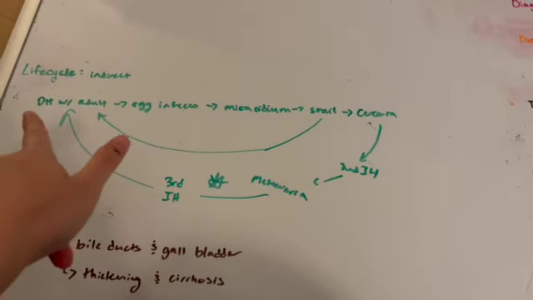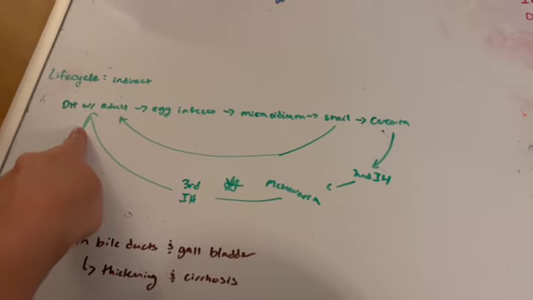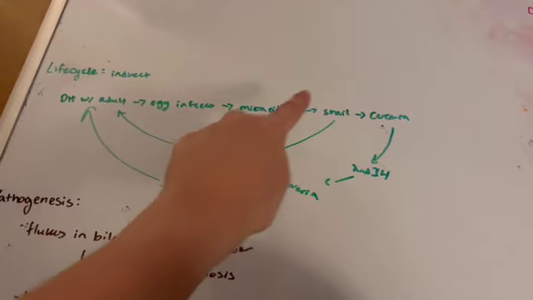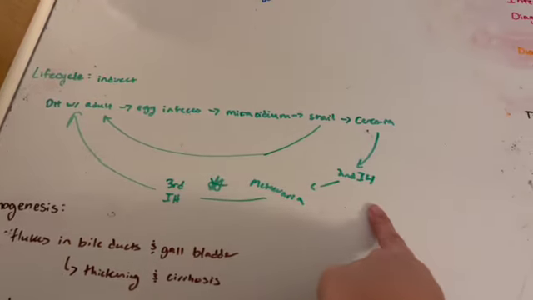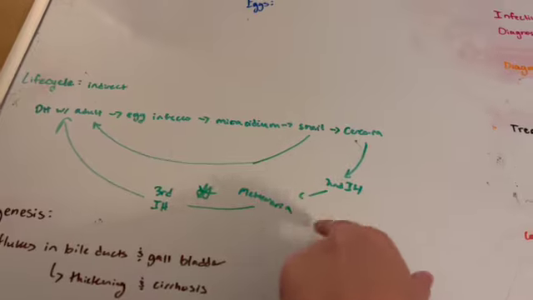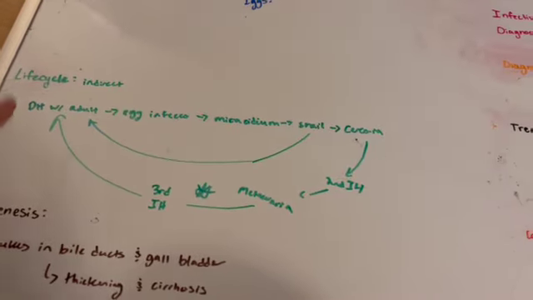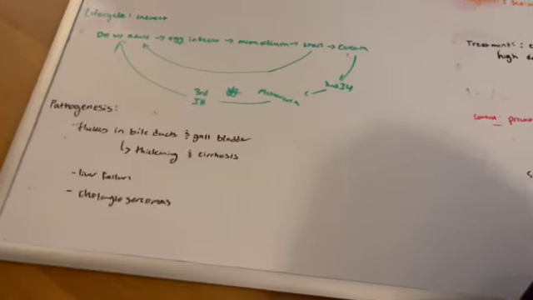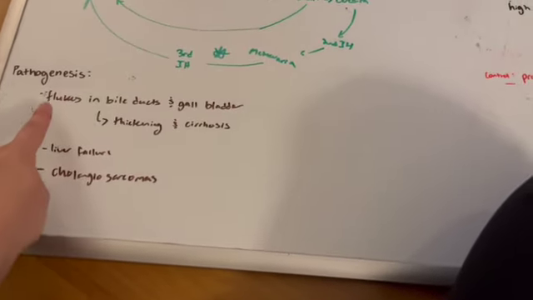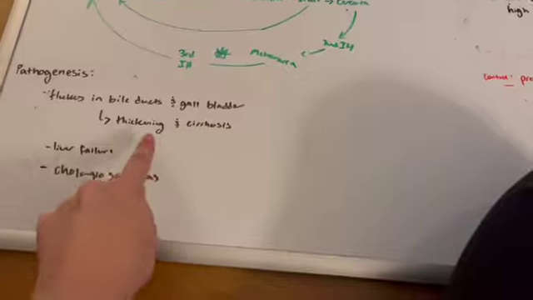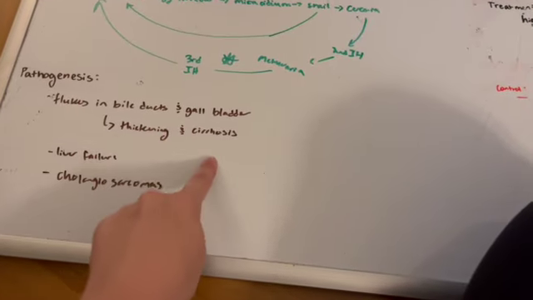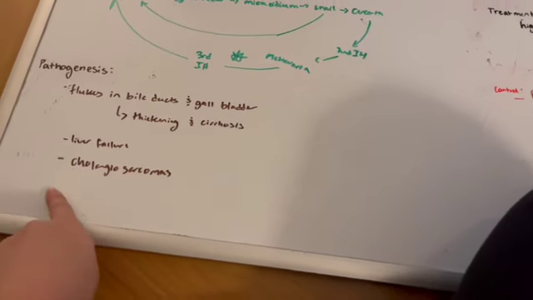This one's life cycle is definitive host with adult, egg, miracidium, snail, cercaria. Second intermediate hosts are our isopods, metacercaria. Third intermediate hosts are our lizards, and then the definitive host will eat the intermediate host. Pathogenesis, the flukes go to the bile ducts and the gallbladder. Causes thickening and cirrhosis here. Liver failure and cholangiocarcinomas can develop.